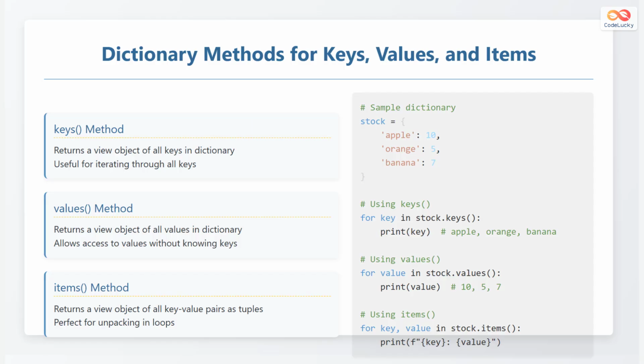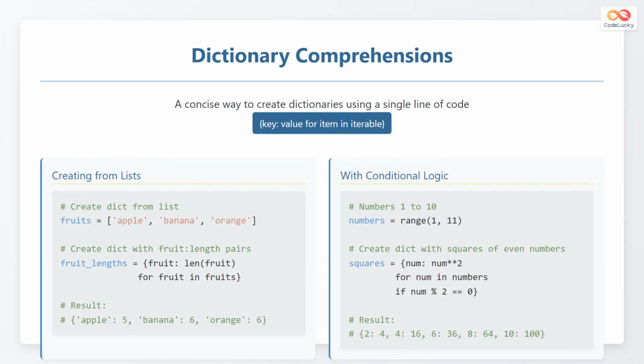Let's explore dictionary comprehensions, a concise way to create dictionaries using a single line of code. The syntax is curly braces, key:value, for item in iterable. Dictionary comprehensions offer a clean and efficient way to generate dictionaries. Here are a couple of examples to illustrate their use.